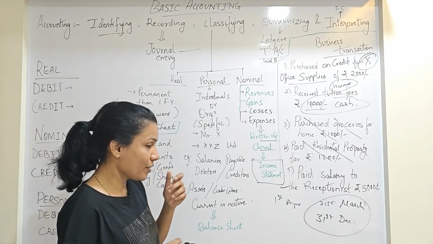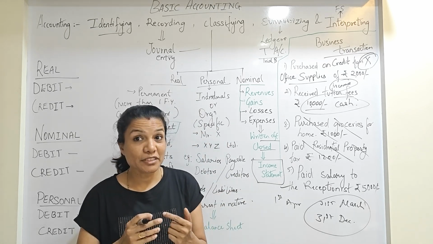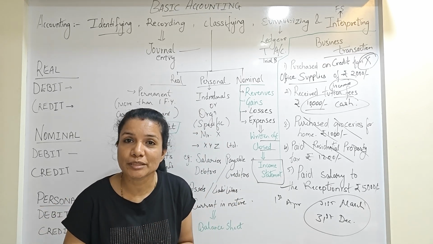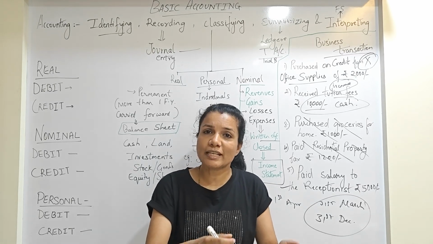Let's say we've rented this premises from XYZ Limited. We've rented out this premises from XYZ Limited, and the rent for this particular month is due. So 10,000 rupees rent is due.